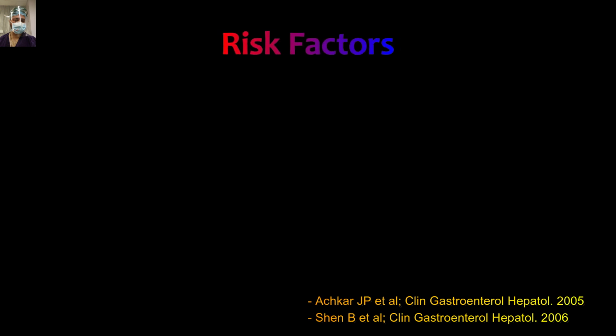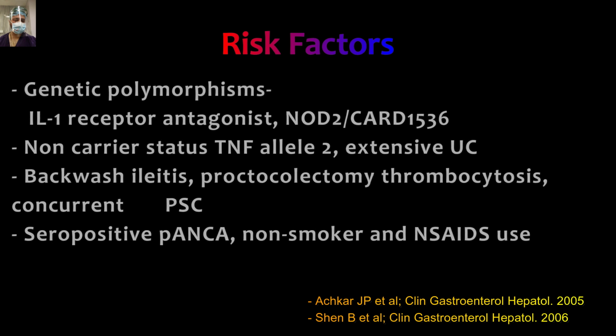Just remember these other risk factors, which can be the basis of many questions in the super specialty examination, like genetic polymorphism, interleukin 1 receptor antagonist, NOD2 CARD15 genetic status, non-carrier status of tumor necrosis factor alpha allele 2, or if the patient had preoperatively extensive ulcerative colitis, evidence of backwash ileitis, or there was a proctocolectomy thrombocytosis, or concurrent primary sclerosing cholangitis. So this is a repetition of what I have already said, that is seropositive P-ANCA, non-smoker, and NSAIDs. These are all risk factors.